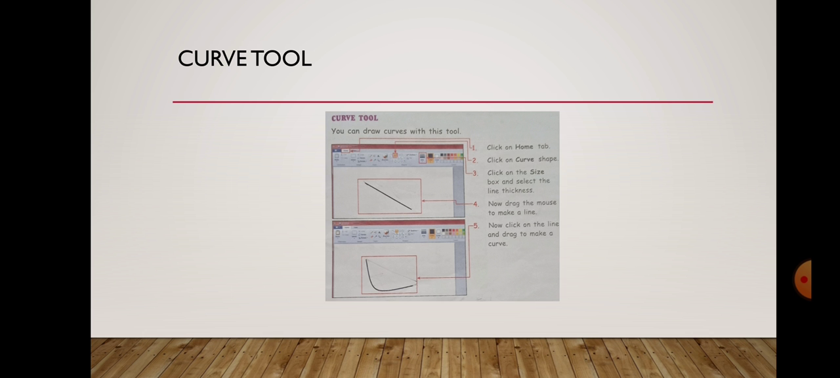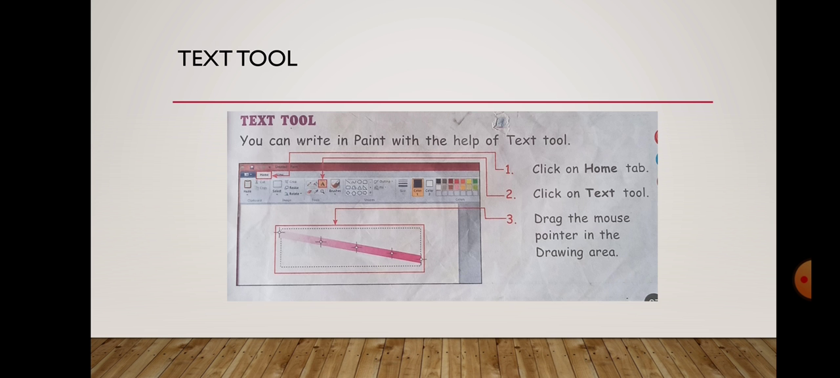So first of all, we are just going to make a line. And after making a line, we'll drag that line and then we'll convert it into the curve which is being shown here in the diagram. So in this way, we can make polygons, we can make curves.